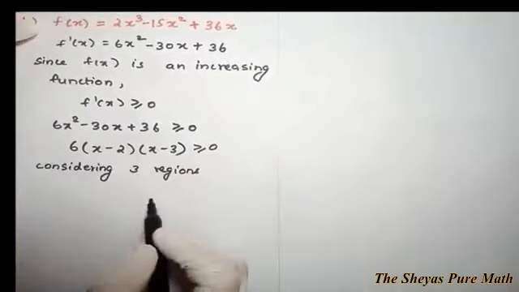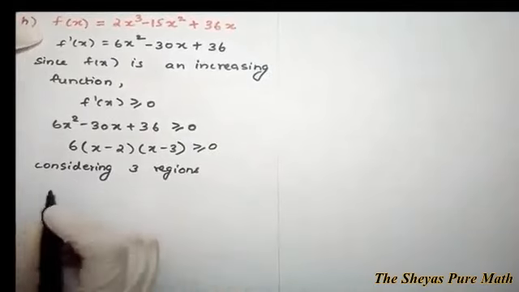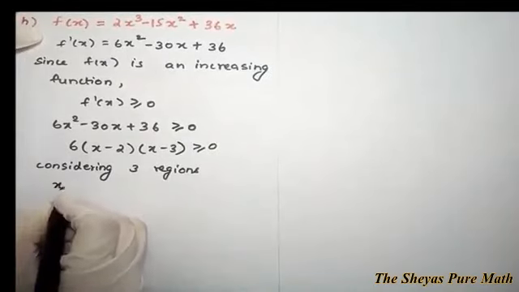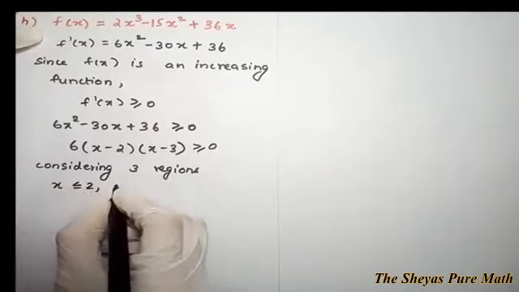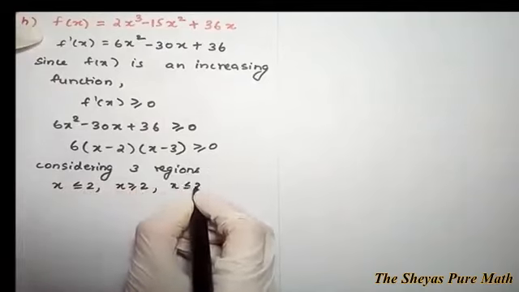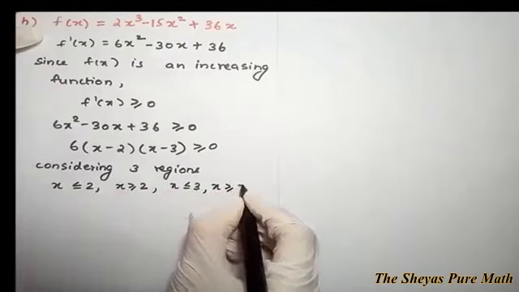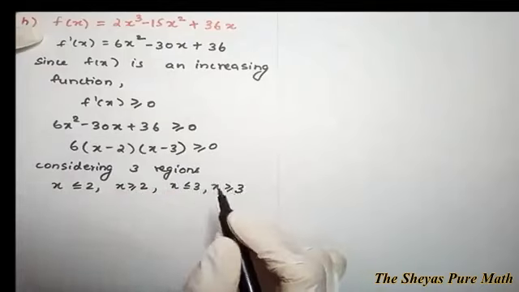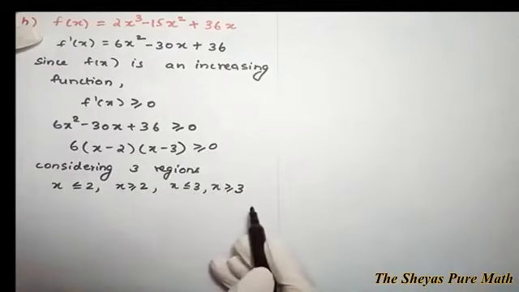Then you can consider the three regions. That is, you can take x less than or equal to 2, x greater than or equal to 2, then x less than or equal to 3, and x greater than or equal to 3. I'll tell you in the end why we are taking all these four values.